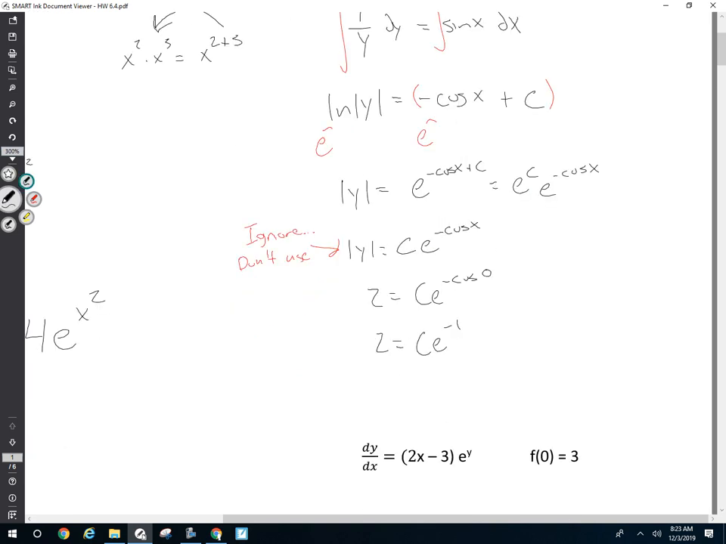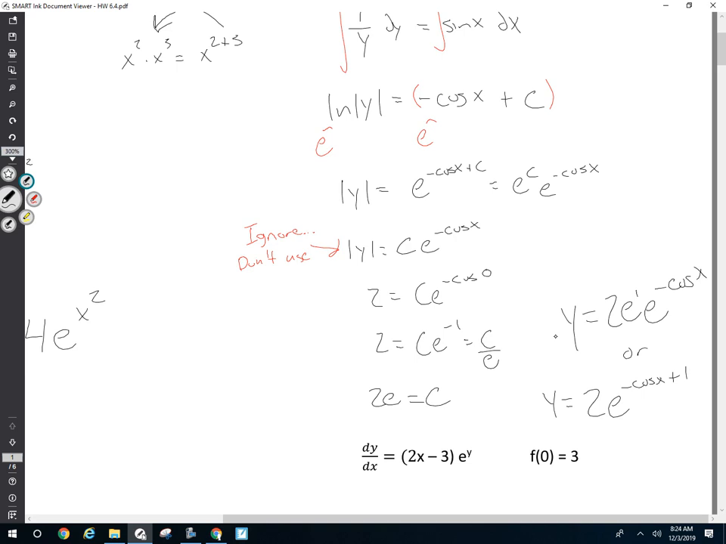Now, how do you solve for c? Well, e to the negative first can be written as 1 over e. And then you could just multiply both sides by e, giving you 2e equals c. Giving your solution, y equals 2e times e to the negative cos x. Now, what you could do here, since this is e to the first times e to the negative cos x, you'll find you would get 2e to the negative cos x plus 1.